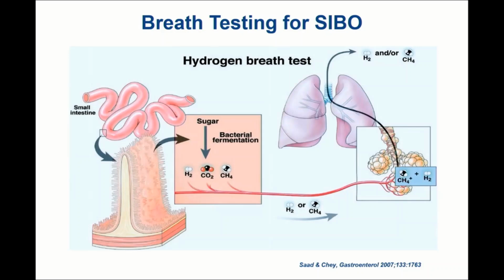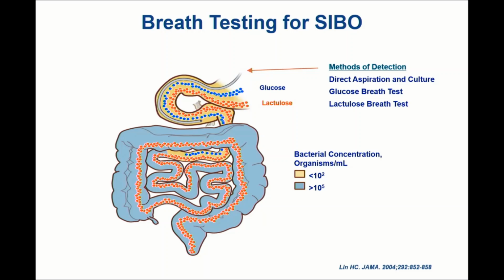So moving on to the breath testing, how do we do it? The patient comes into the clinic, we give them either lactulose or glucose, and because of the bacterial fermentation, hydrogen or methane is produced, and this is measured in the patient's breath. So really, the methods of detection are either direct aspiration, or a glucose or lactulose breath test, as I mentioned. For the levels of bacteria for the diagnosis, less than 10 to the 2nd colony-forming units is non-diagnostic, and more than 10 to the 5th is diagnostic. And some studies have shown that 10 to the 3rd colony-forming units per ml is adequate for diagnosis, especially if you do a duodenal aspirate.